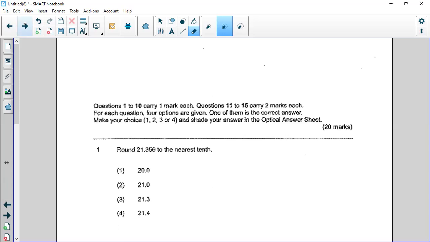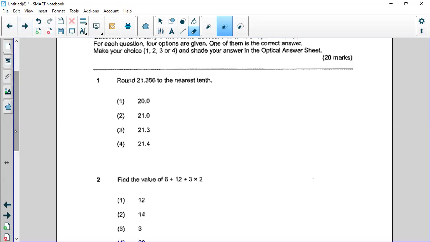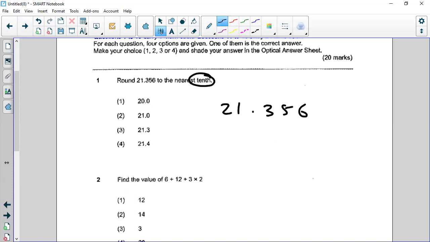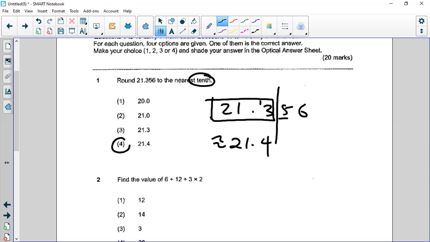Question 1: round off the decimal to the nearest 10. Nearest 10 means 1 decimal place. How do you round off to 1 decimal place? You just have to draw a line to show how 1 decimal place looks like. Look at the digit nearest the line. Is it 5 or bigger? If it is 5 or bigger, you add 1 on the next digit. So your nearest 1 decimal place is 21.4. So the answer should be number 4.